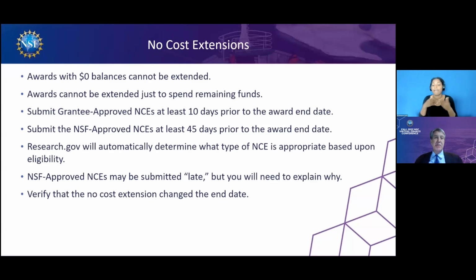There are deadlines to submit the no-cost extensions. These are all built into research.gov. So if you go into research.gov and you submit your no-cost extension in time, it will be submitted as a grantee approved no-cost extension, as long as it is at least 10 days prior to the original end date of the award. If it's closer to the end date than 10 days, it will automatically flip and become an NSF approved no-cost extension. This is automatically programmed in research.gov, and again, research.gov directs the user to the proper no-cost extension.